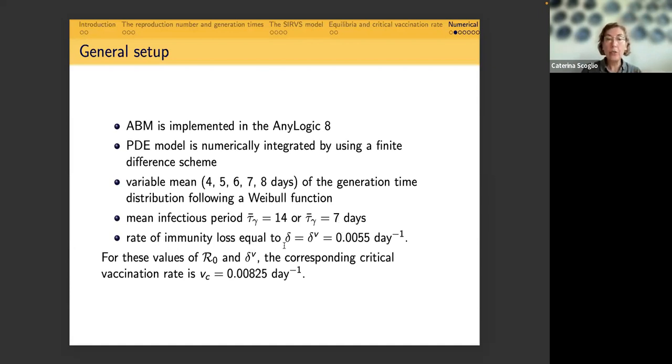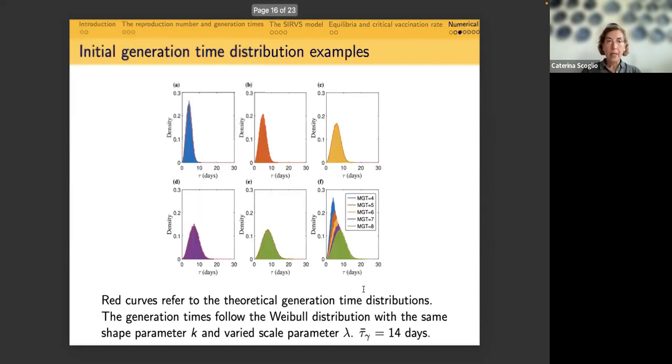We had the rate of immunity loss equal to this value, 0.0055, which corresponds to an average duration of 6 months. For these values of R0 and delta V, the corresponding critical vaccination rate was calculated equal to this number. The first thing that we did was to double check our assumption about the relationship between w(tau), the distribution of the generation time, and the infectiousness profile beta(tau).